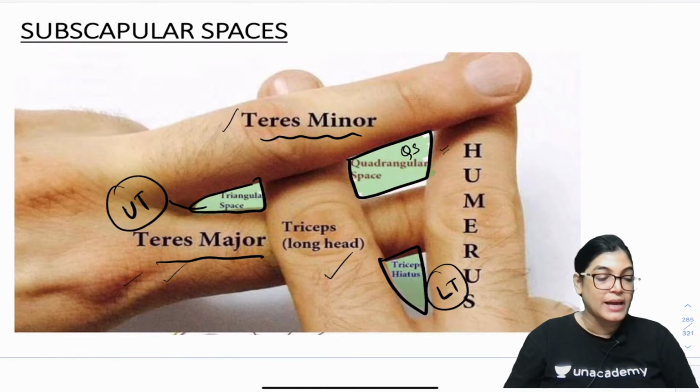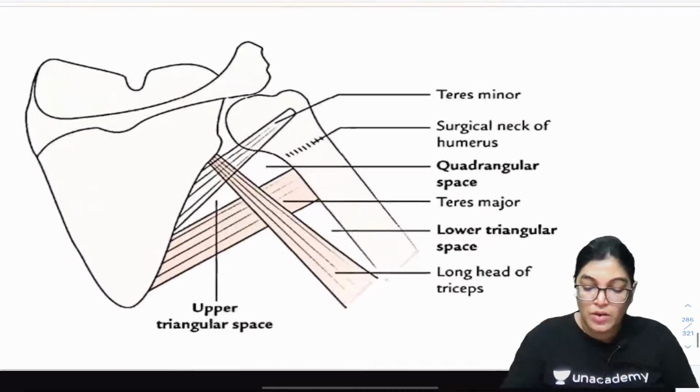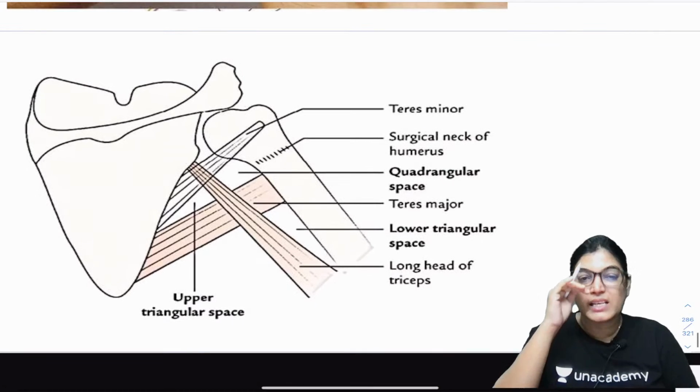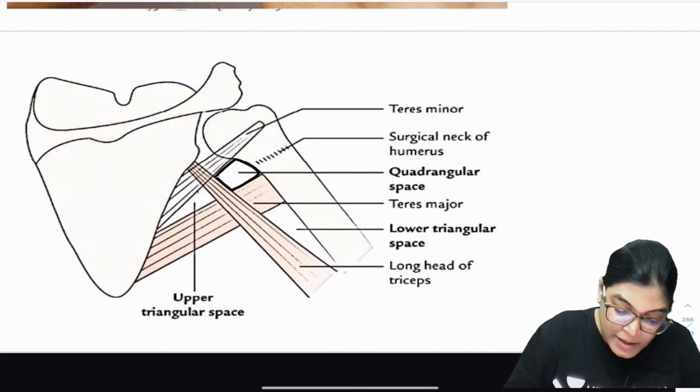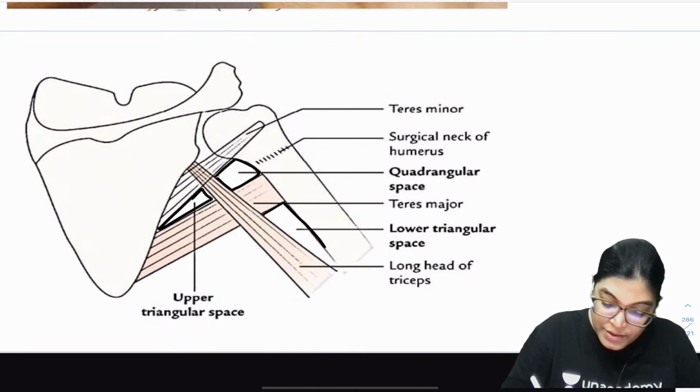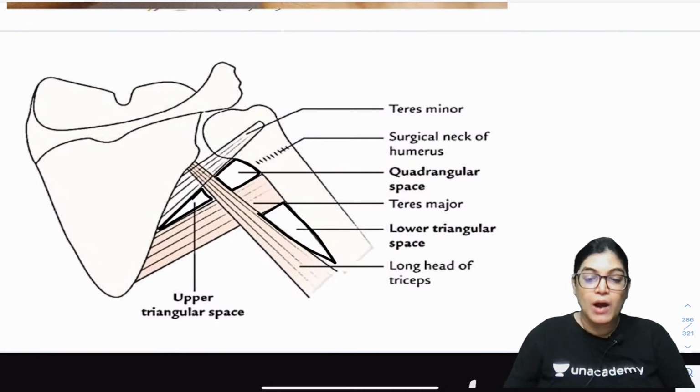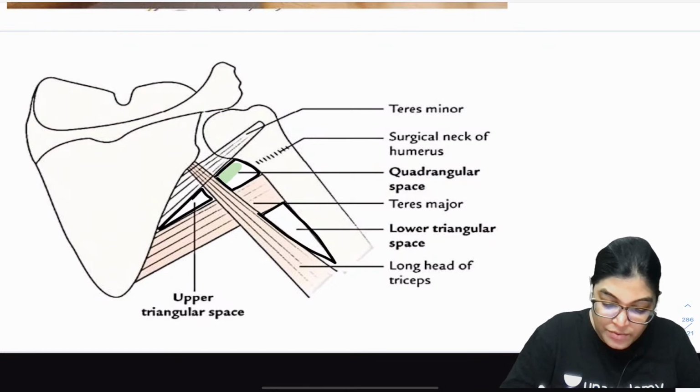This is a schematic diagram explaining the boundaries of the upper and lower triangular spaces and the quadrangular space. Now this is another image showing the same thing. This is the quadrangular space, this is the triangular space, and we now already know the boundaries of each space, okay.